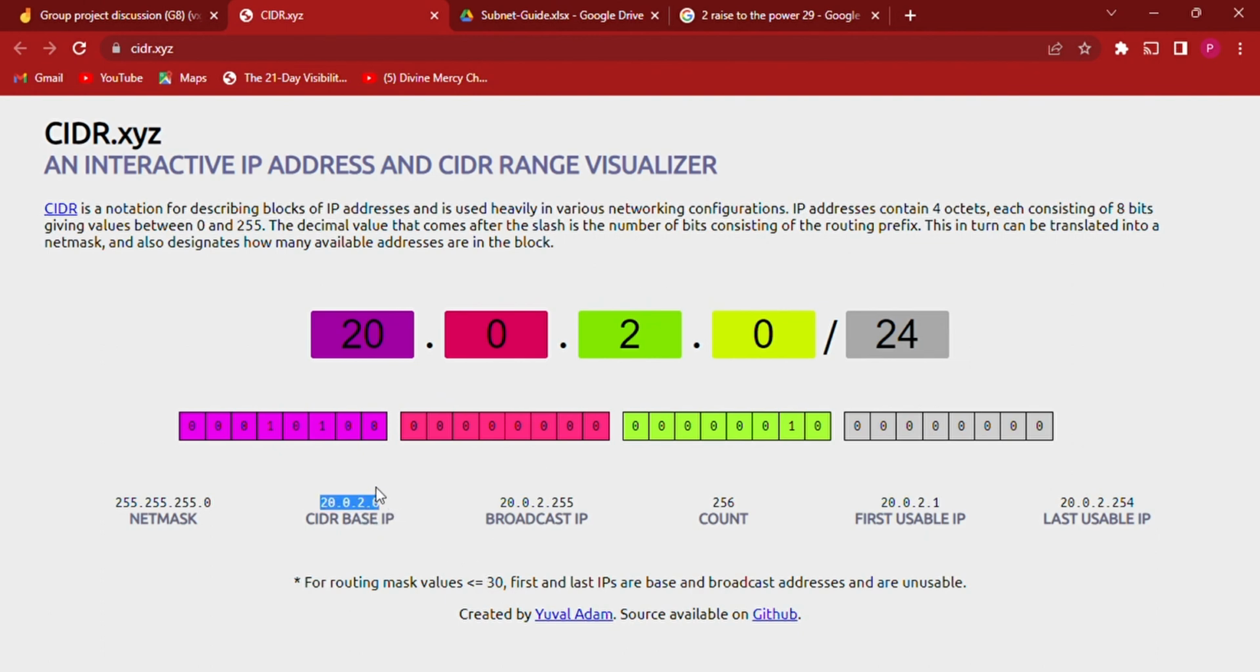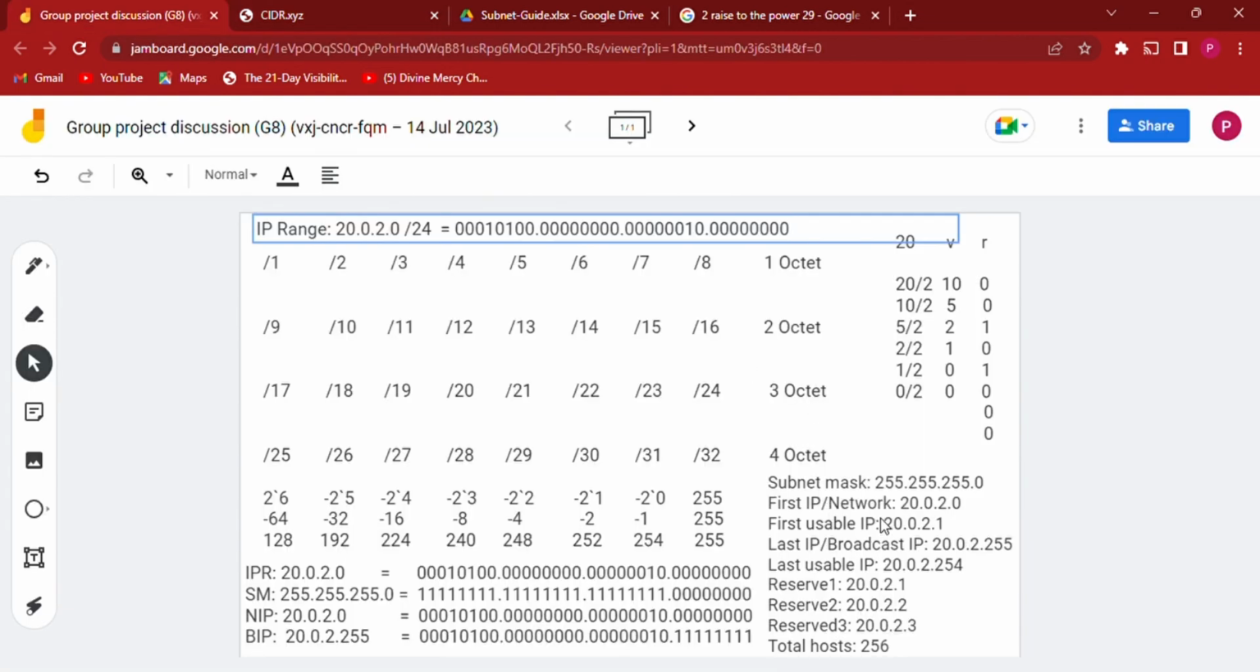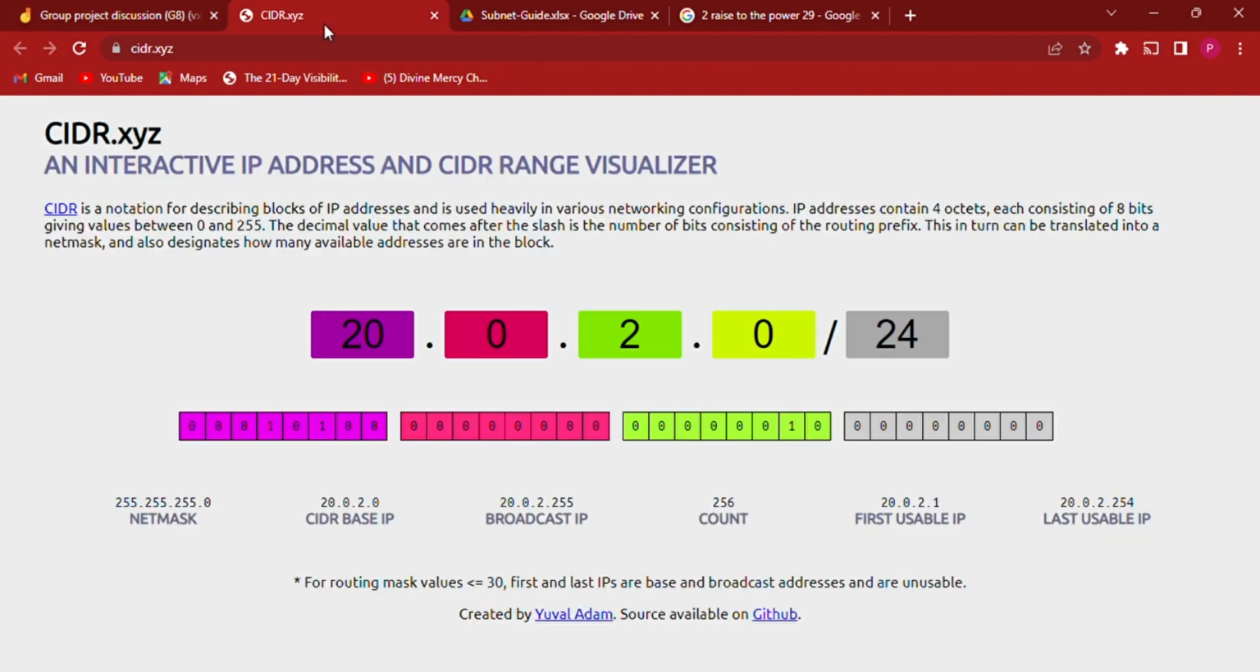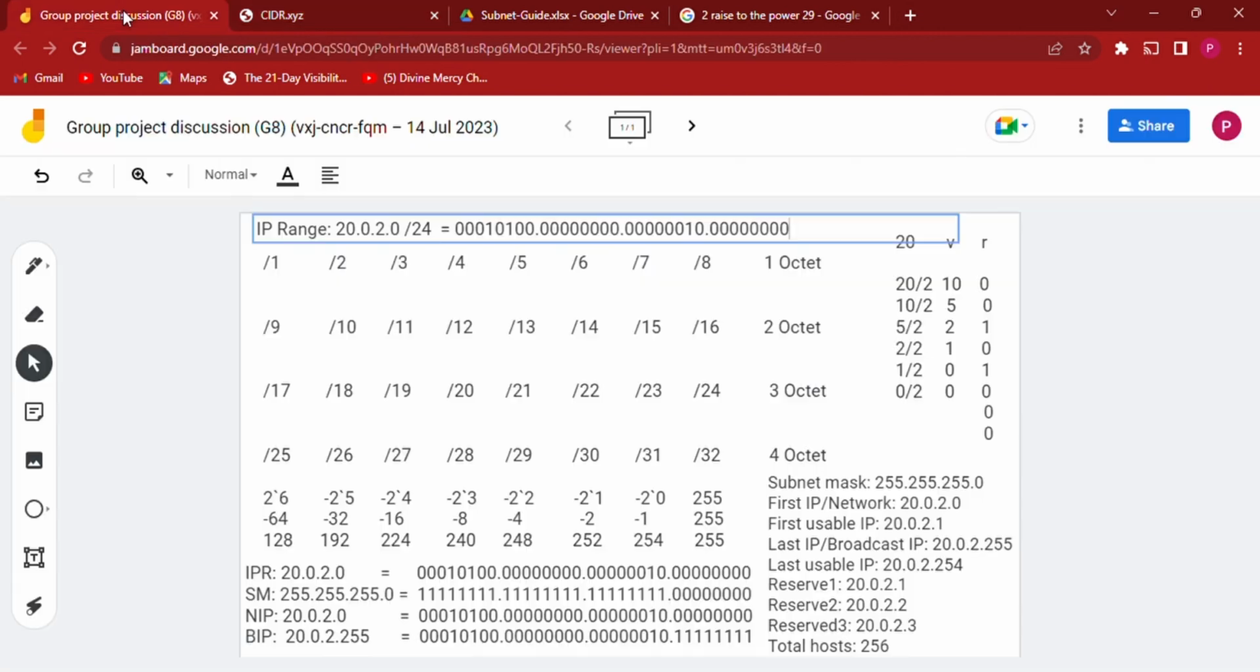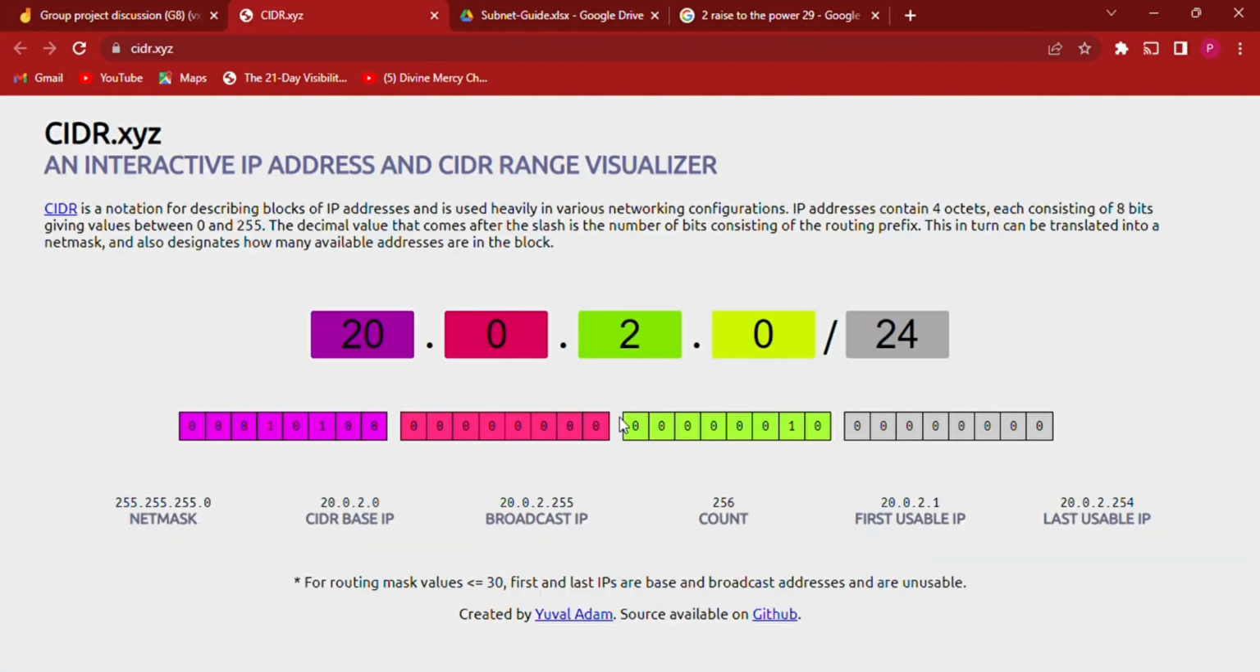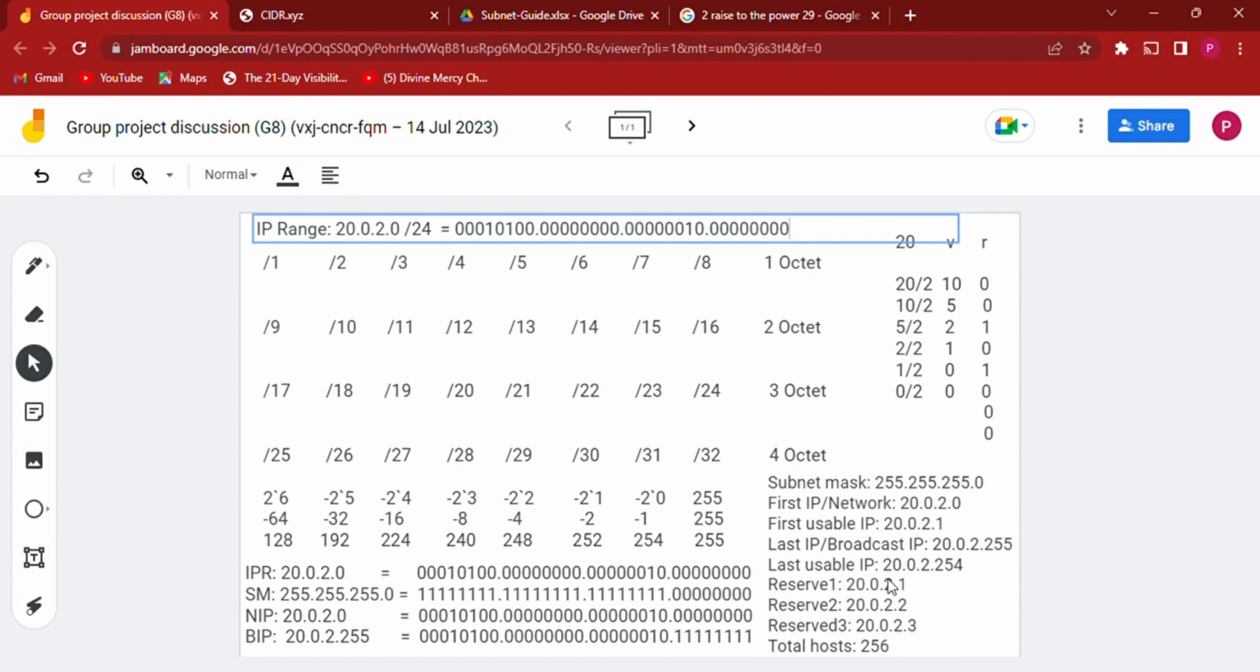The first IP is the network IP, and that is what is represented as the CIDR base IP on the calculator. So when you see it, don't get confused. So that's what we have here: 20.0.2.0. Okay, and the broadcast IP, which is the last IP address, is 20.0.2.255. Okay, and then total number 256, the first usable .1, the last usable 254. So basically, I think that's the same thing we have here.